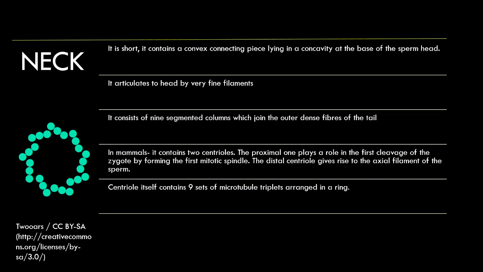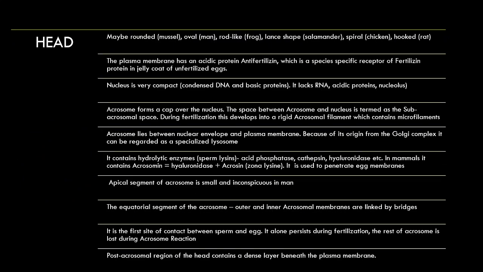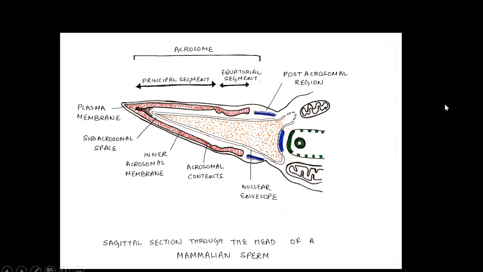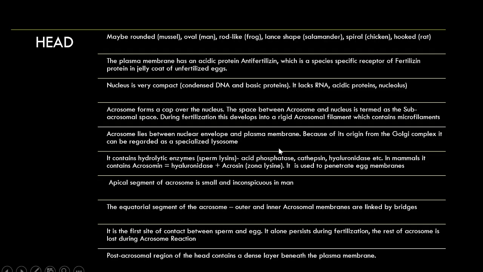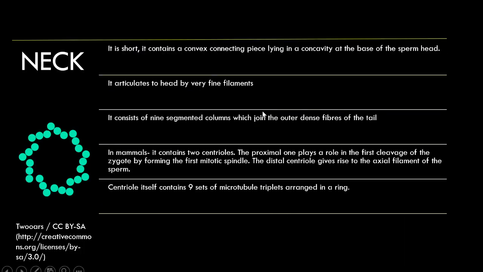Now we'll talk about the neck. It is quite short and it contains a convex connecting piece lying in a concavity at the base of the sperm head. So this is the connecting piece that is present here, present in the concavity. It articulates to the head by very fine filaments, and it consists of 9 segmented columns which join the outer dense fibers of the tail.